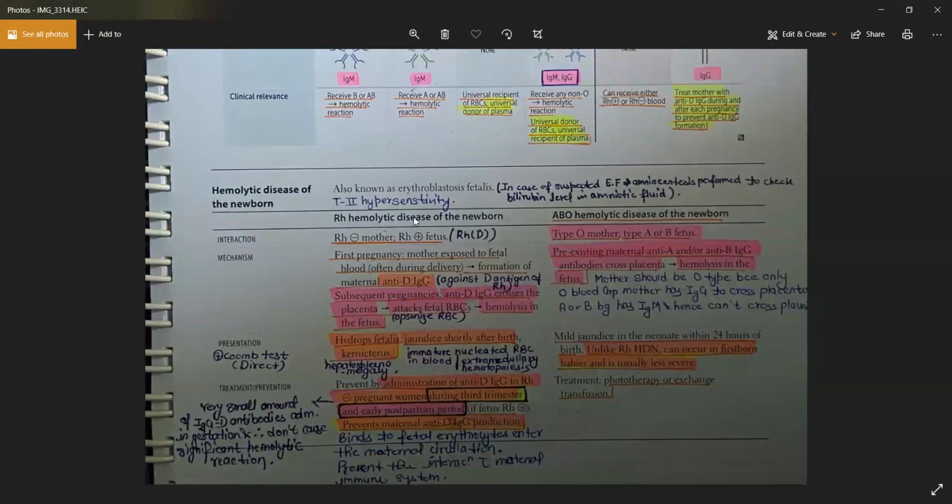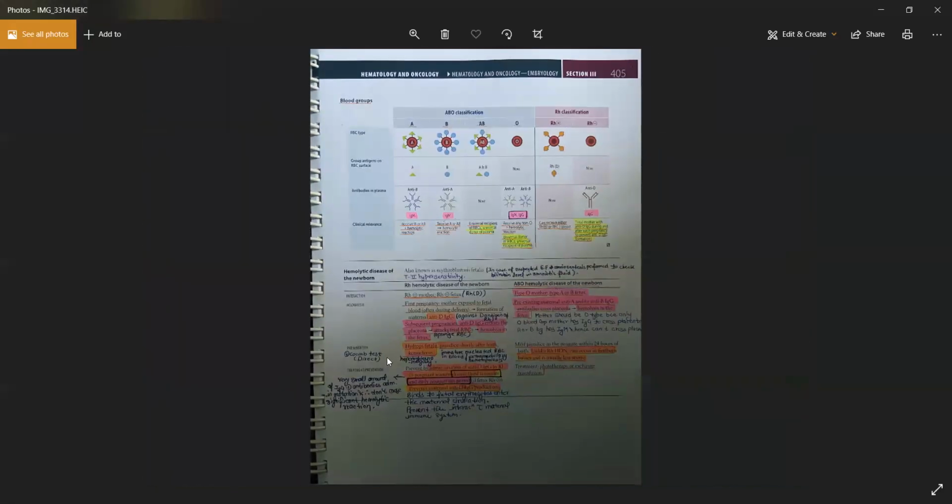And this is a type 2 hypersensitivity reaction. I hope you all know about that already, right? And what you can do is a direct Coombs test, in which you will detect the IgG antibodies against this fetus Rh antigen, right? So it will be a positive direct Coombs test in both these cases. Any doubts so far?